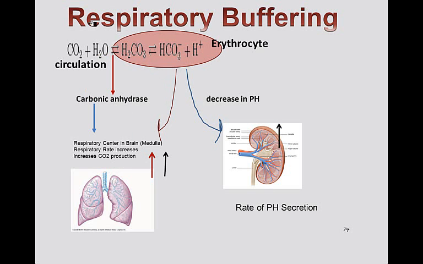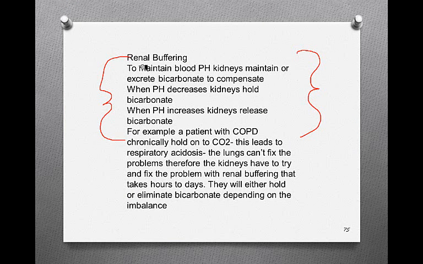So respiratory buffering, there's an imbalance in the kidneys. The respiratory system takes over and tries to fix it by increasing the respiratory rate. Renal buffering, there's a problem in the lungs, and the kidneys try to take over and fix it.